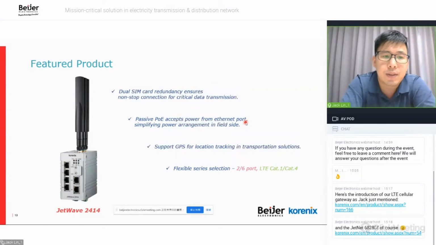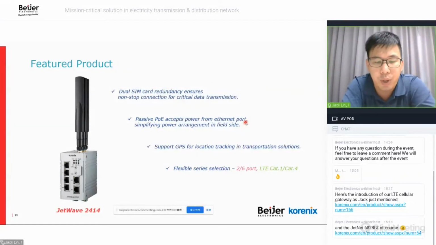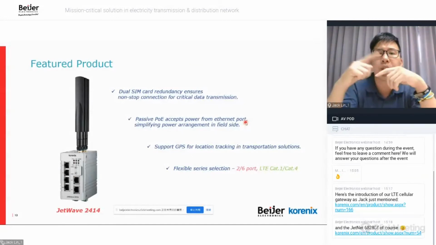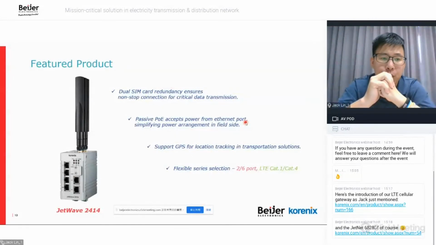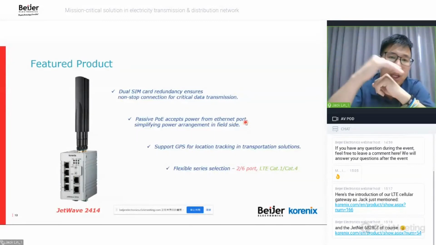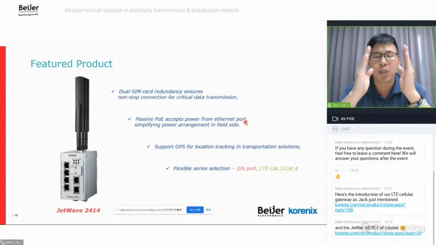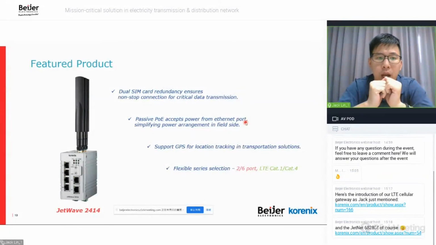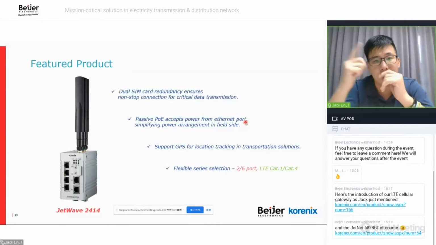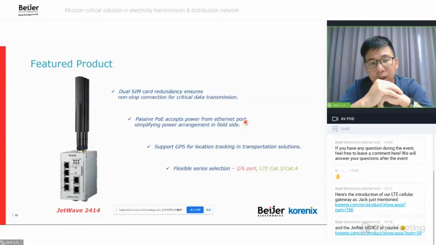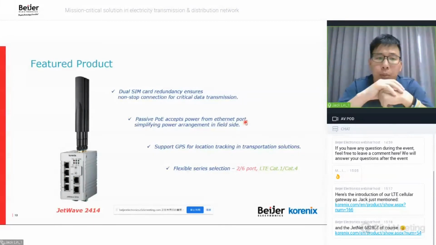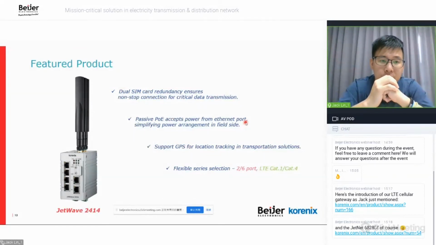First of all, it supports dual SIM card redundancy that ensures non-stop connection for critical data transmission. It has two SIM cards to be installed in these devices, and when you install two different SIM cards from different telecom providers, it ensures you have a backup connection from another telecom provider in case of any connection failure from the network connection. Okay, so a redundancy design for the devices to ensure a non-stop connection.